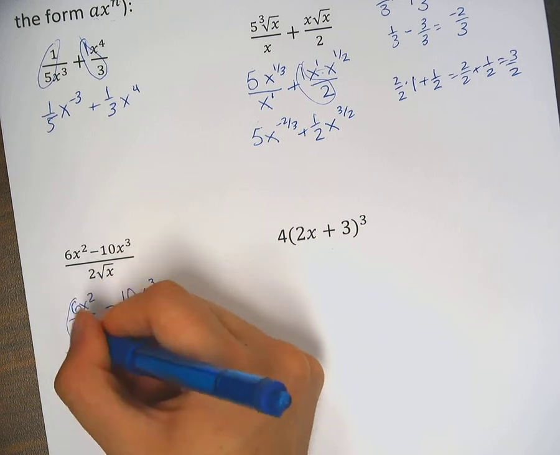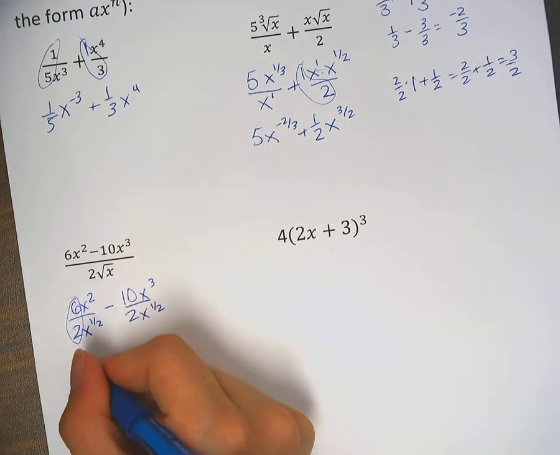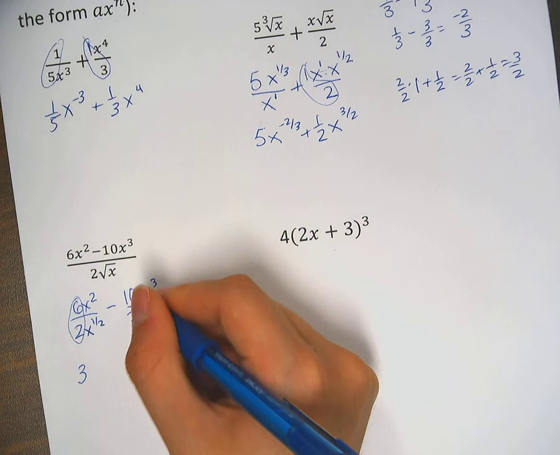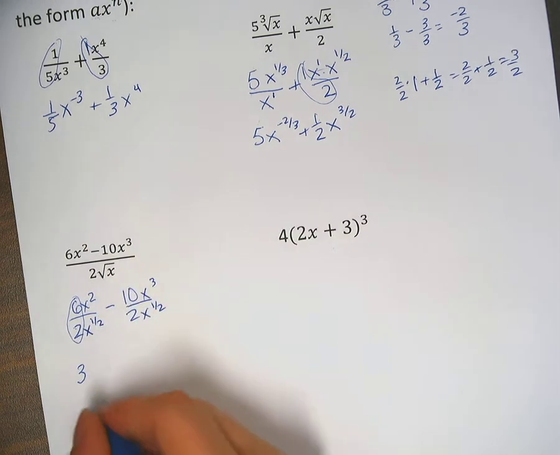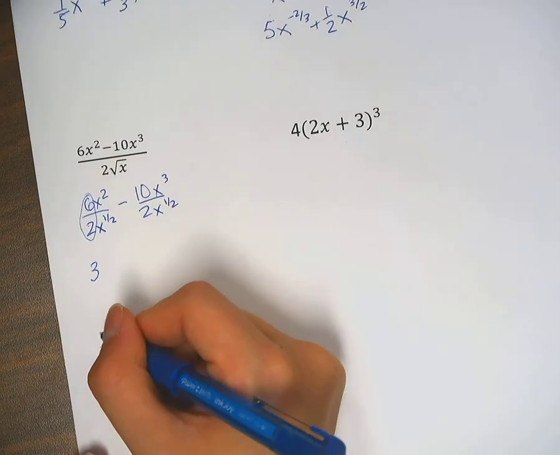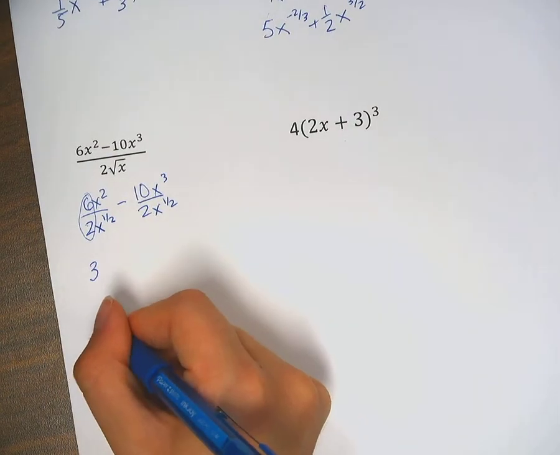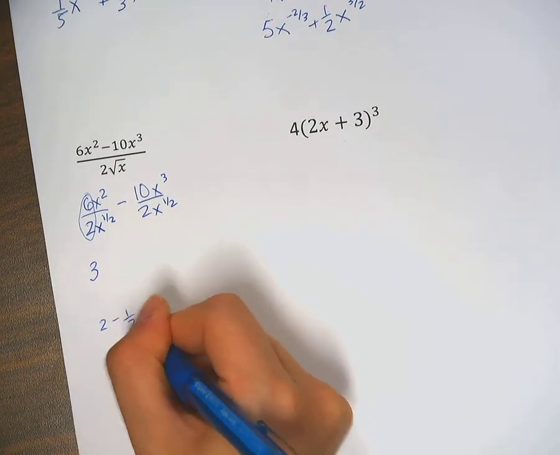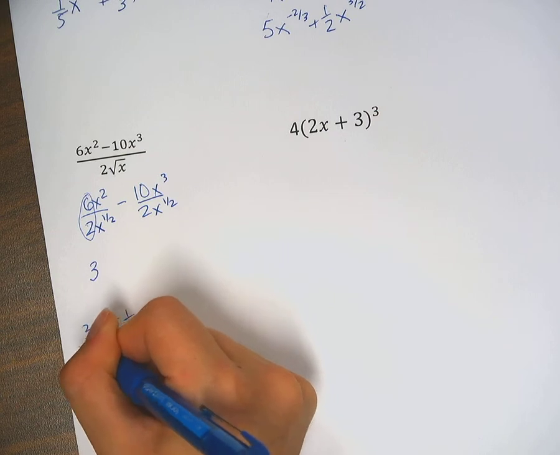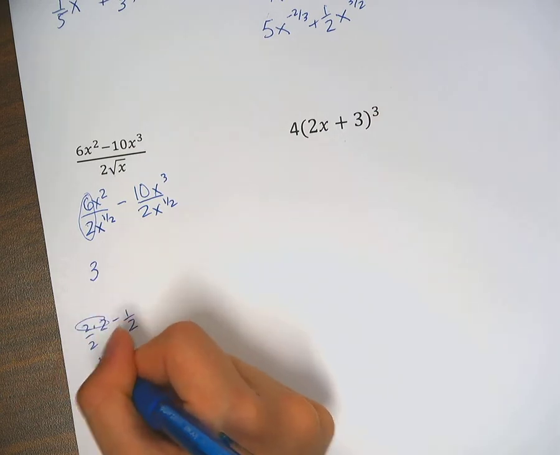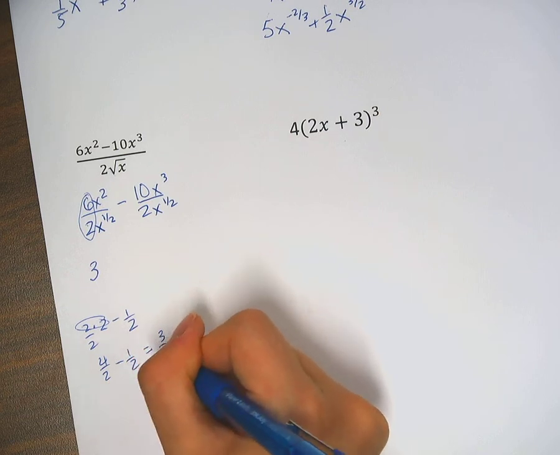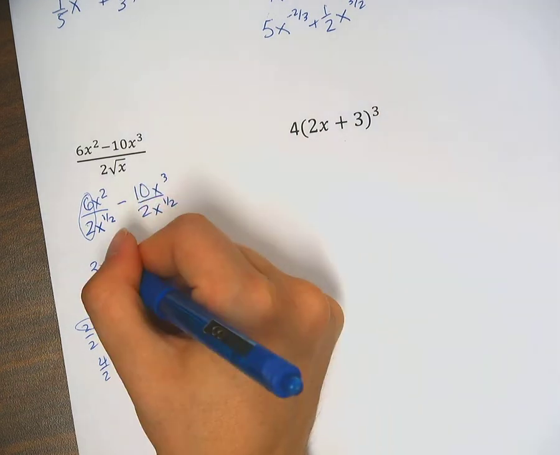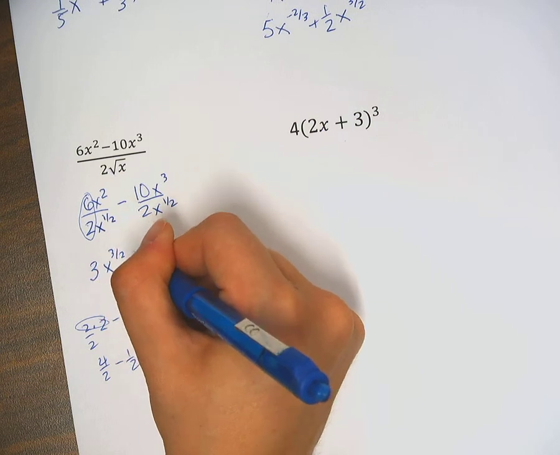And now I can divide these to get my coefficient. So I've got 3. And then remember, with the powers, you're dividing, so you subtract. So again, I'll write it out. If I'm doing 2 minus 1/2, need a common denominator, so I multiply by 2/2. So that's 4/2 minus 1/2, which is 3/2. So this is 3x to the 3/2.